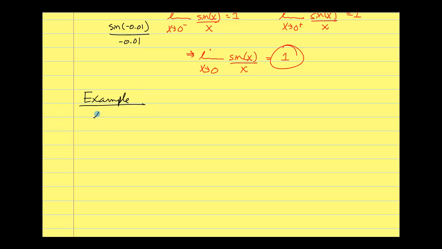For this example, I'm looking at the limit as x approaches 4 of negative 3x plus 10. This is a nice line. This is a nice graph to work with. I don't think we need Maple for this one.